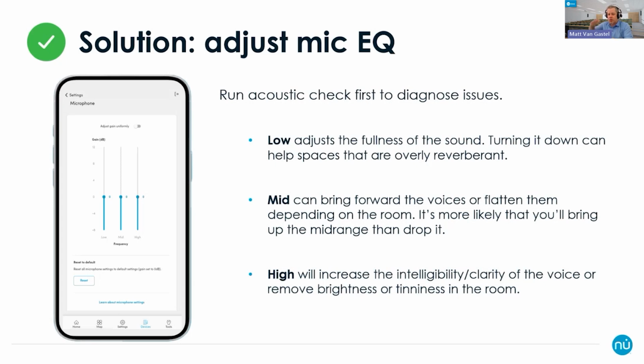However, in some cases, you may again find that room is tinny or it's a little bit too bright. So we want to flatten that out by bringing that high down, or again, reverse if things are sounding a little bit unintelligible. We'll bring the detail in the voice up by bringing that high up. So again, low is for reverberance, bass in the space. Mid's going to bring that voice forward, and then the high will deal with either too much tinniness or not enough clarity to the voices.